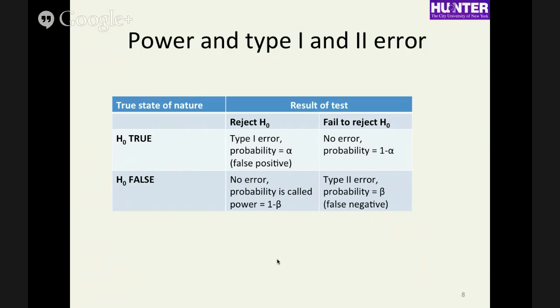So in that analogy of the courtroom trial, if the defendant is guilty but you fail to convict, that could be because you just didn't have enough evidence. So it doesn't necessarily mean you've proven that the null hypothesis is true. And then it's also possible that you make no error by rejecting or failing to reject the null hypothesis.